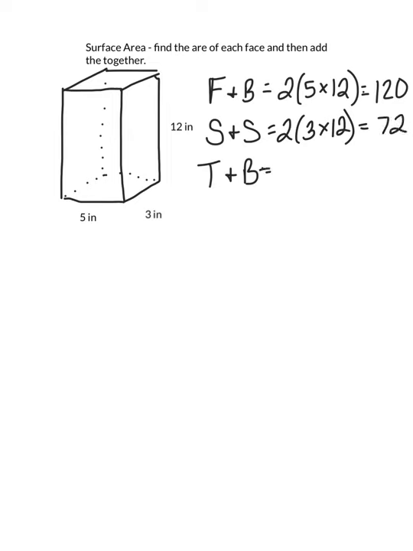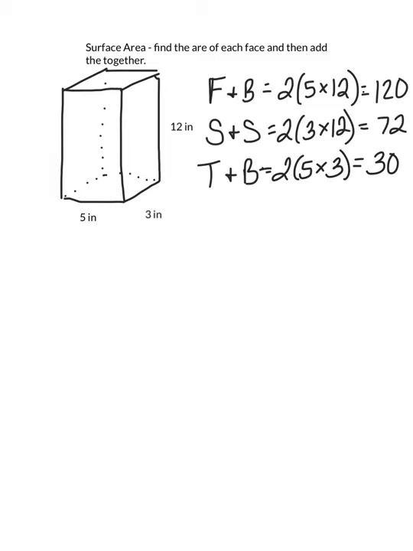And lastly, I'm going to look at the top and the bottom. The bottom is 5 by 3. 5 times 3 is 15, and then we're going to multiply that by 2 and get 30. And again, I'm multiplying by 2 every time because there's a top and a bottom, there's two sides, and there's a front and a back.